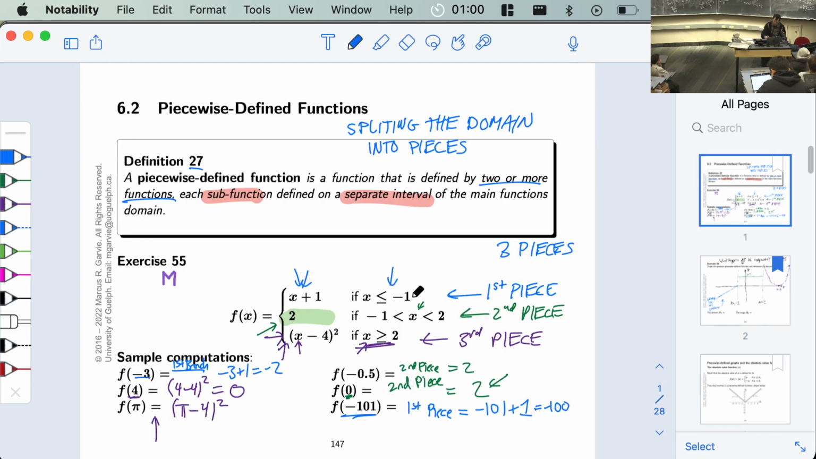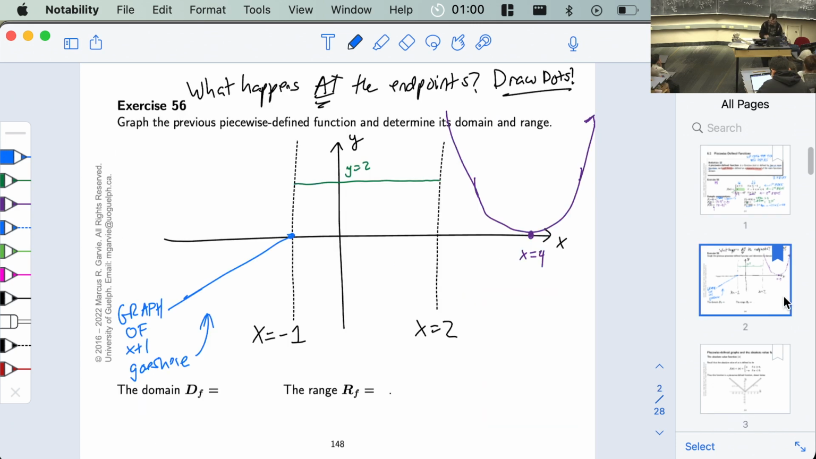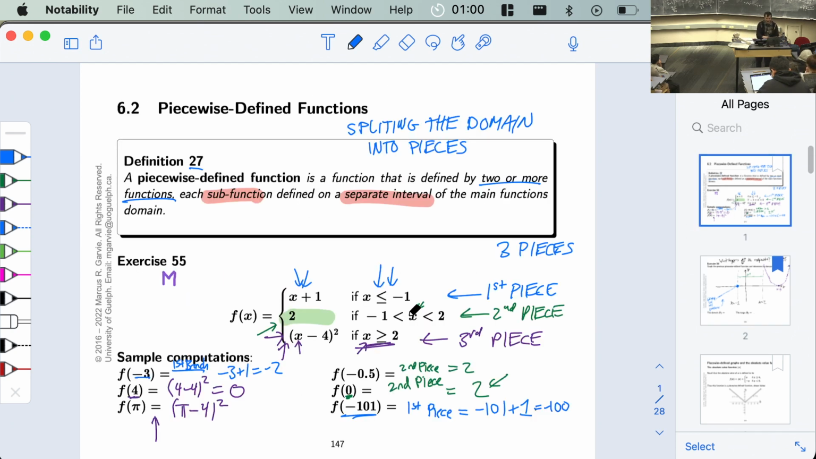So first piece has an equal sign. There's an equal sign right here. And so I'm going to draw a big filled in dot at x equals -1. And it's filled in because we're including -1. -1 is included on the blue graph, so it's a filled in dot. On the second piece, x minus 1 is a strict inequality, right?